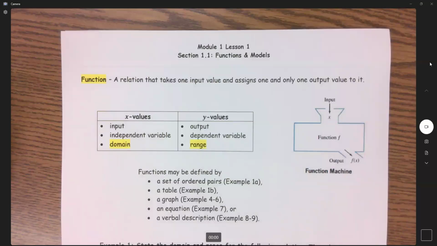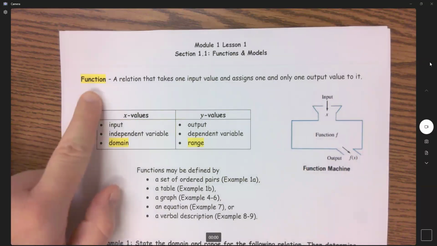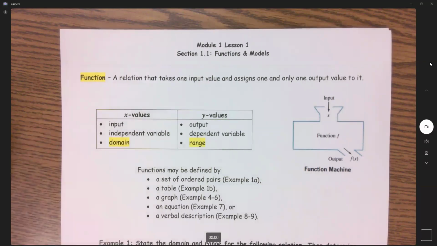We're going to begin this lesson talking about a function. Because this class is literally called Functions and Modeling, every type of equation, graph, anything that we deal with will all be considered a function. So let's figure out what a function is. A function is a relation that takes one input value and assigns one and only one output value to it.